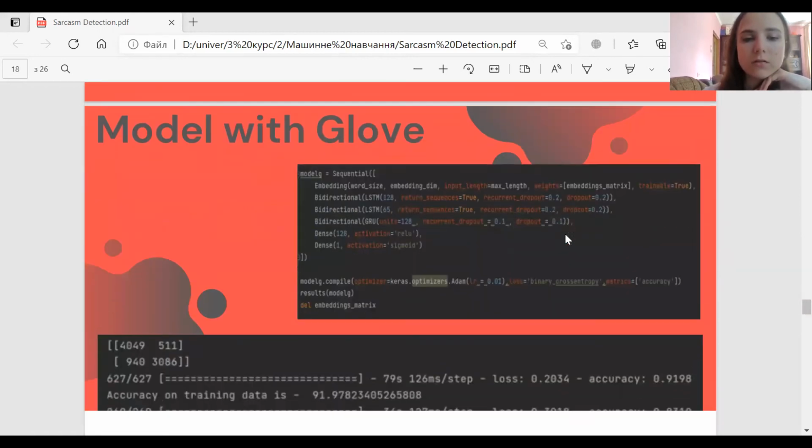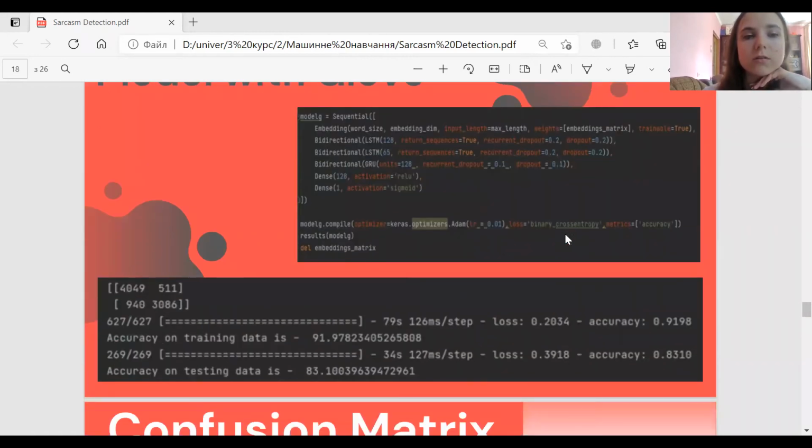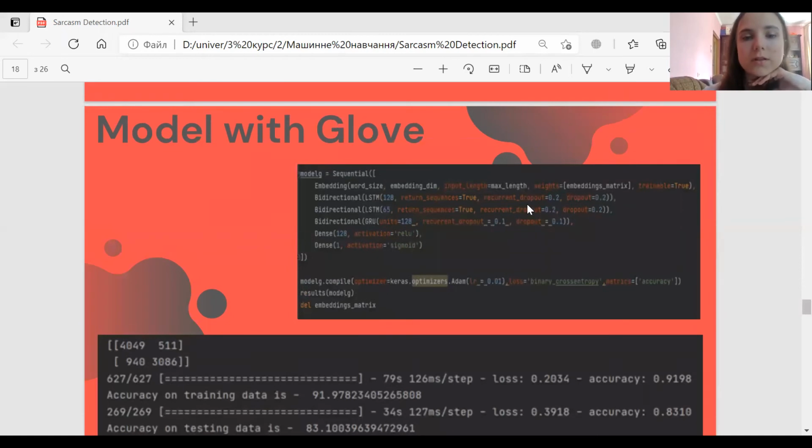The second model is with the GloVe vectorizer. So this embedding layer has weights. I downloaded the document with the GloVe dictionary, weighted the words in it, formed an array of scales, and converted the array into a matrix to use it in the embedding layer.